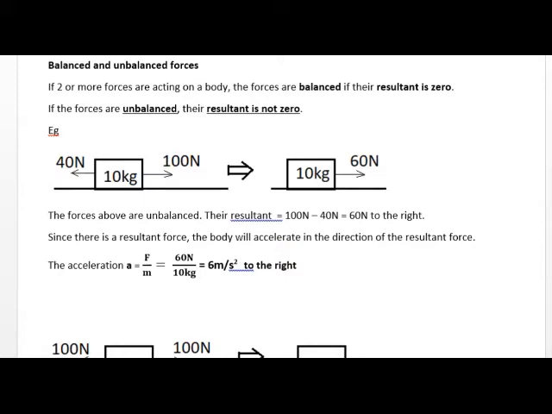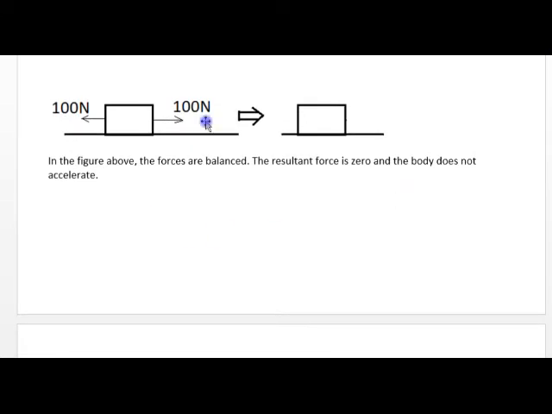If the forces are balanced, for example, both forces equal, the resultant is 0, and the body does not accelerate. Here, the forces are balanced, so there is no resultant force and there is no acceleration.